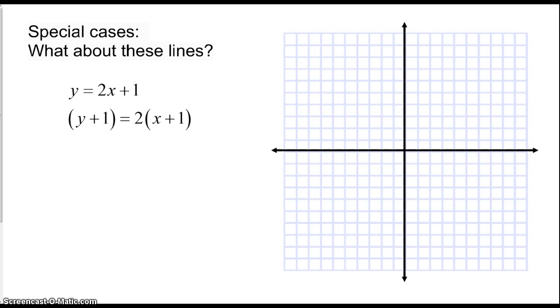All right. What about the other special case? Let's look at these two lines here. Let's graph this first one, y equals 2x plus 1. So this has an intercept at 1, slope of 2. There it is. What about this other one?